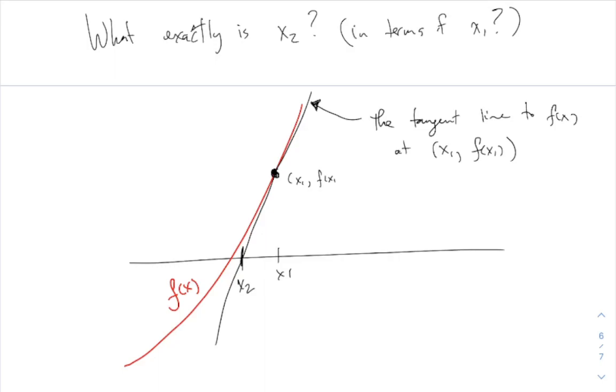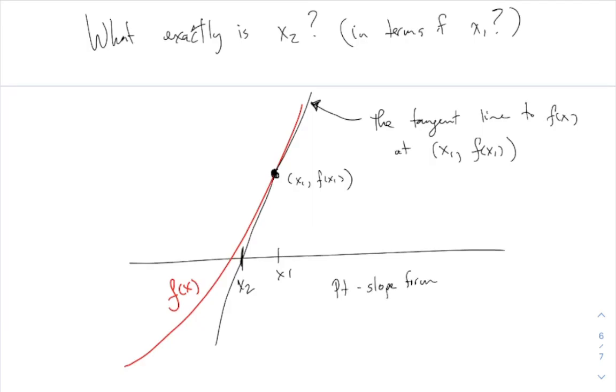Sorry, I'm writing too small. All right. What's the formula for that tangent line? Well, we would typically find that using the point slope form. There's going to be a lot of variables here, but this line I'm going to use the point slope form.